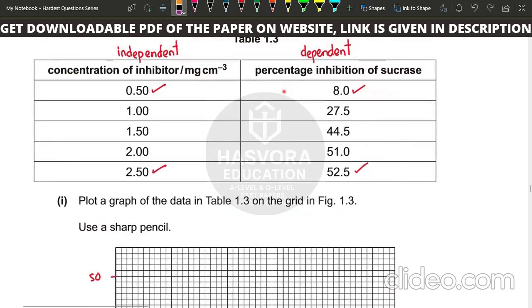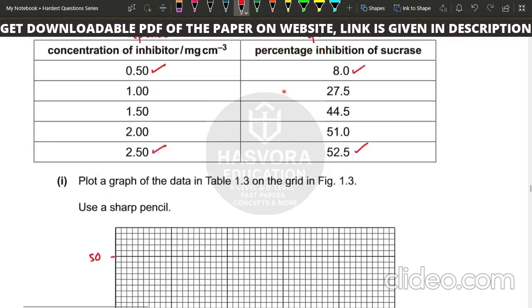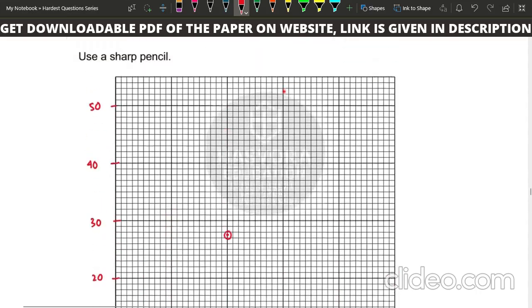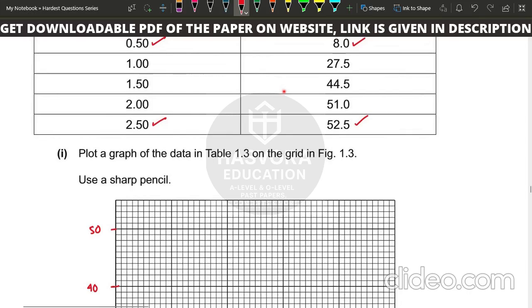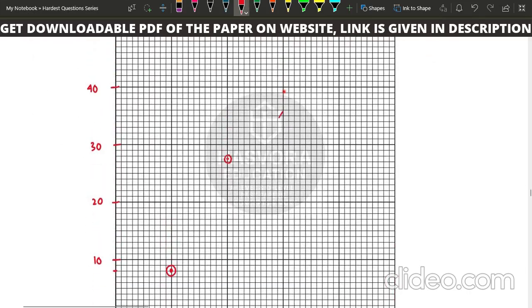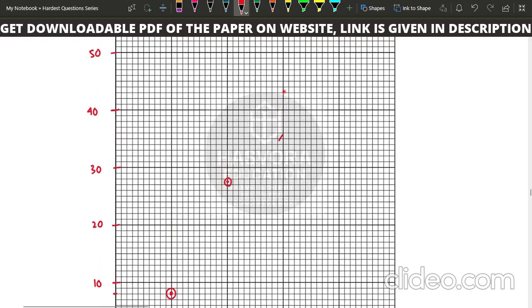Then 1% and 27.5. So 27.5 is a little less than 28 and between 27. So this is the point, okay, and just circle this. Then we have 1.5 and 44.5. So 1.5 is this line, and then 44.5 will be something about this point, okay.